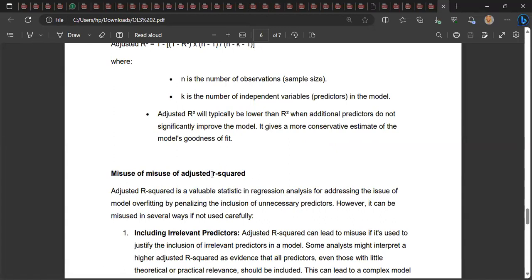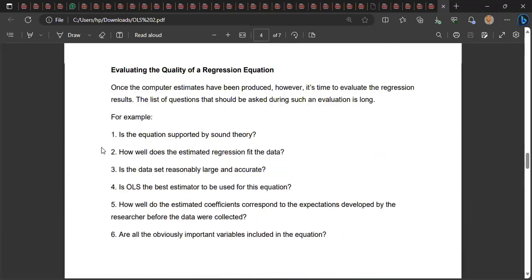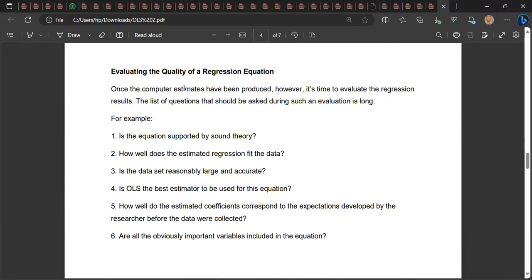All right, and then here I'm going to need you to read the section on the misuse of the adjusted R squared, which covers the circumstances where you might find yourself misusing it. Ideally, you want to have a high R squared, because it shows that your data is a good fit. But just read through the circumstances where that becomes inappropriate.